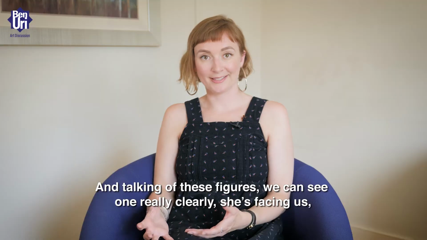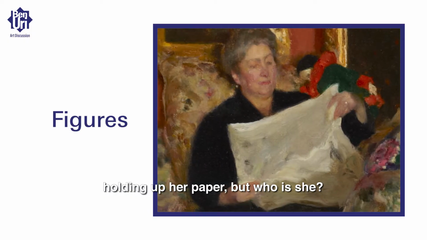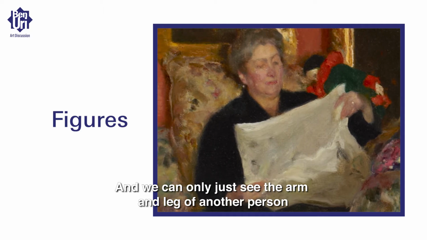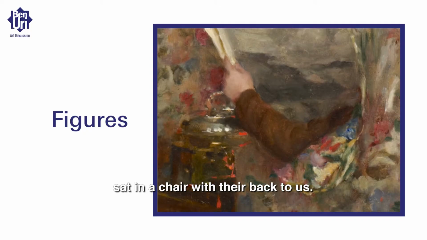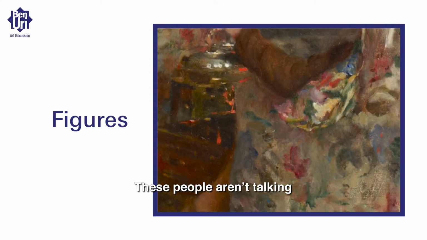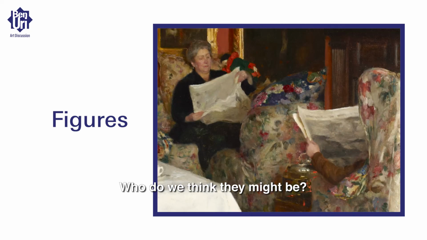And talking of these figures, we can see one really clearly. She's facing us holding up her paper, but who is she? And we can only just see the arm and leg of another person sat in a chair with their back to us. These people aren't talking, so they're obviously very comfortable with each other. Who do we think they might be?